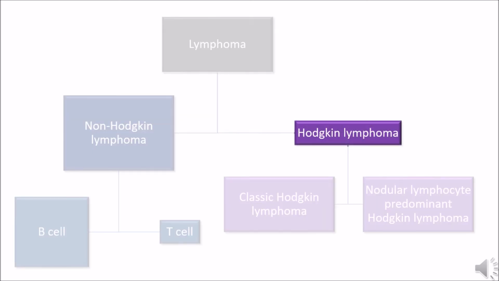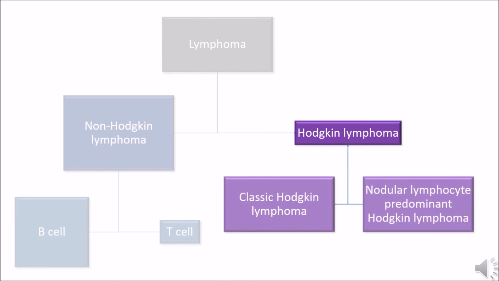Hodgkin lymphomas are distinct from non-Hodgkin lymphomas. Hodgkin lymphomas follow a contiguous lymph node distribution, while non-Hodgkin lymphomas are non-contiguous, meaning they don't follow a chain of lymph nodes. Hodgkin lymphoma does not have a leukemic phase, and therefore does not involve the peripheral blood. Hodgkin lymphoma is divided into two distinct types: classic Hodgkin lymphoma and nodular lymphocyte predominant Hodgkin lymphoma.